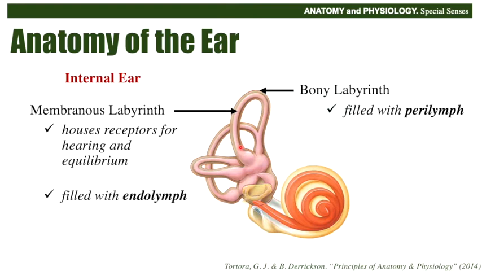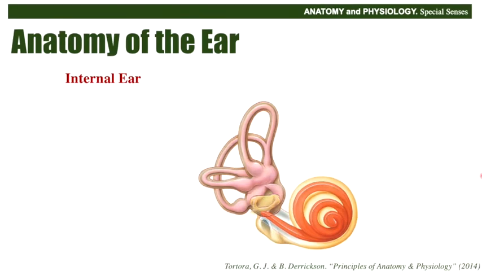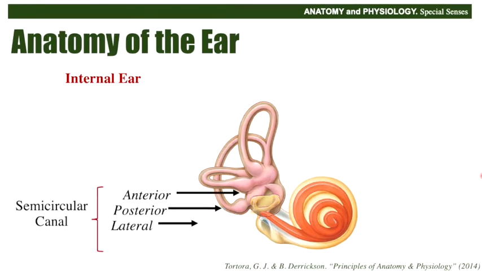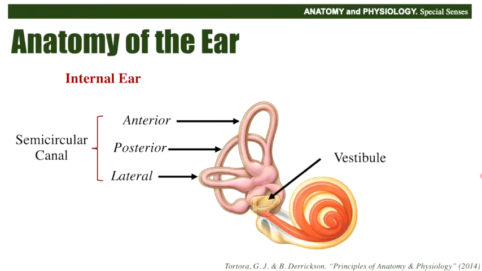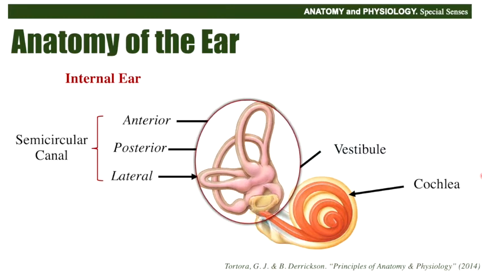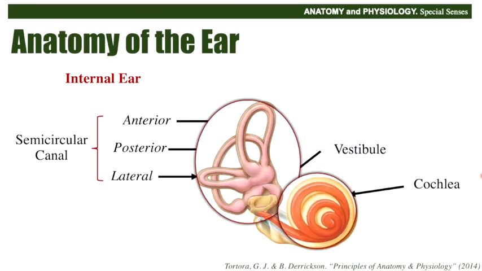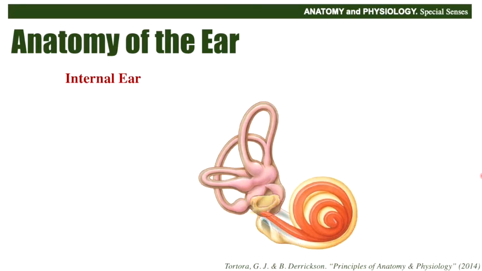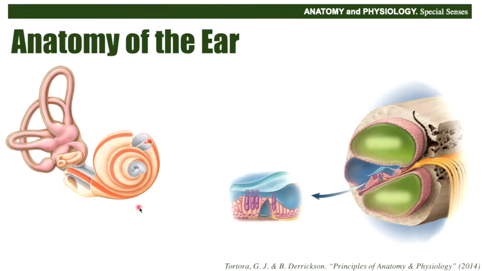The bony labyrinth is further divided into three areas: the semicircular canal, the vestibule, and the cochlea. Both the semicircular canal and vestibule are involved in equilibrium, while the cochlea is the organ of hearing. The vestibule consists of a pair of sacs, the saccule and the utricle, and receptors in these sacs provide equilibrium sensations. The cochlea has three chambers.